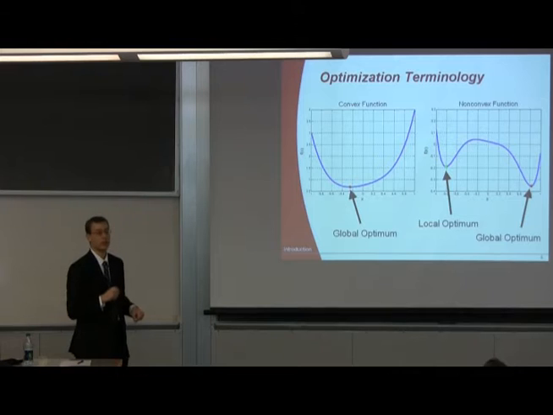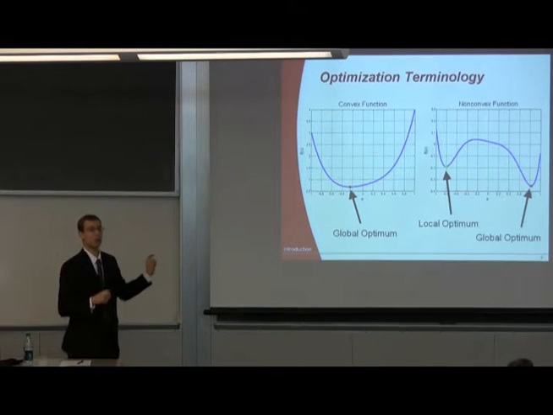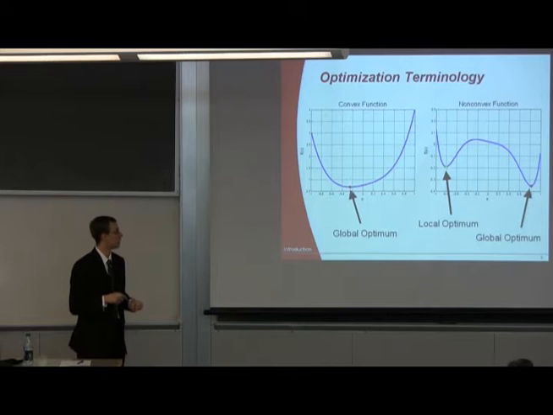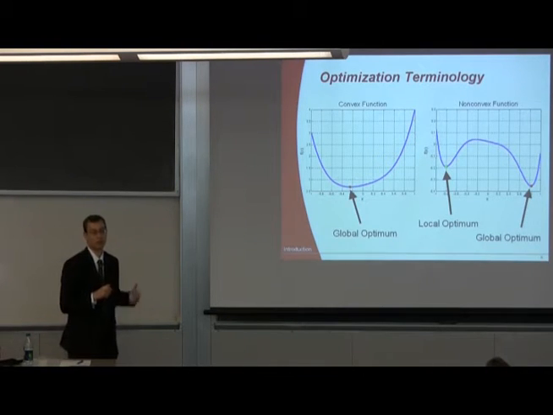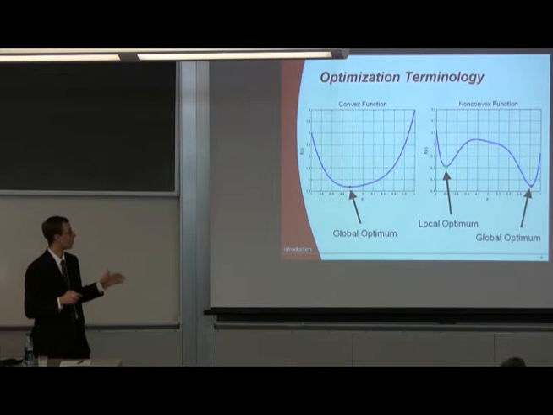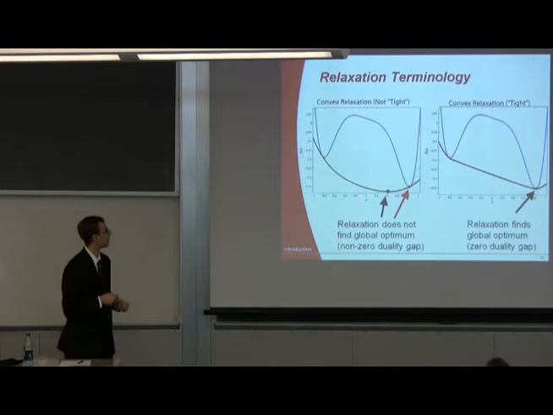So here is a point where it's locally the best solution in a small neighborhood around that point, but it's not truly the globally best solution. We can get a minimum down there instead. That's even better. So with non-convex functions, it's hard to find the global optimum.